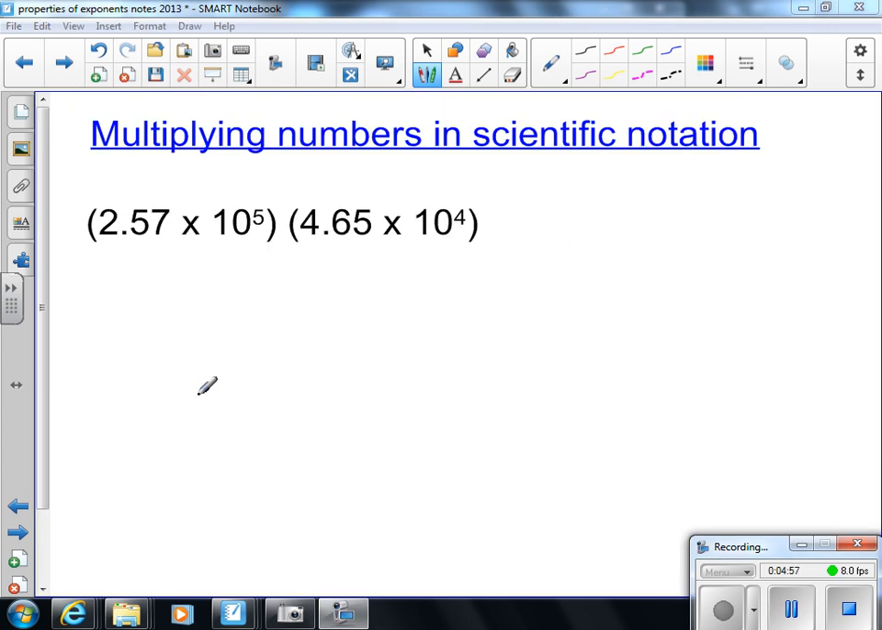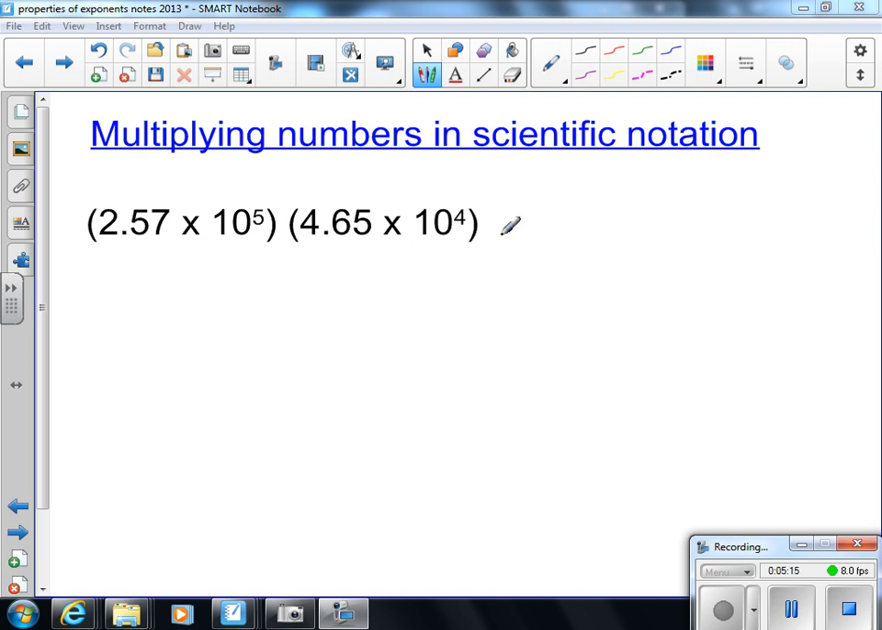All right, now let's take a look at multiplying numbers in scientific notation. There are some shortcuts that we can use. Some calculators just can't handle the scientific notation. We're going to try to work them both ways. We'll show you.